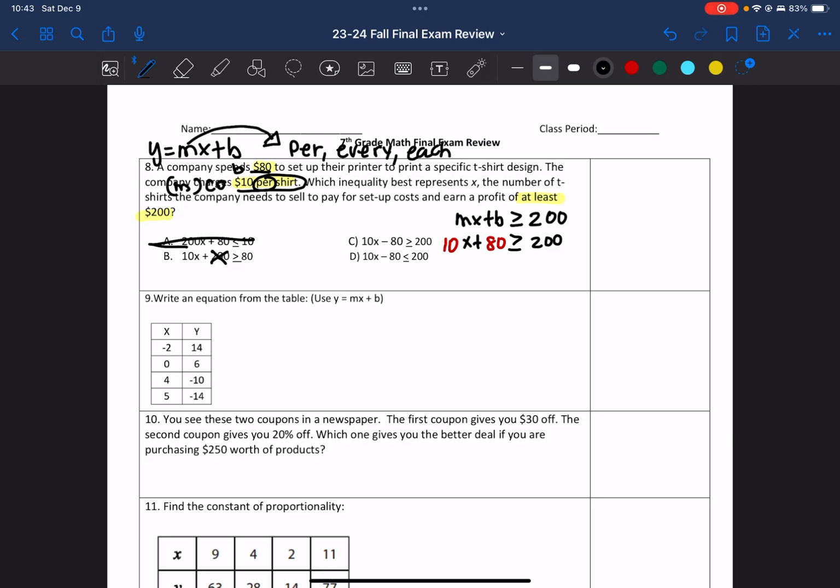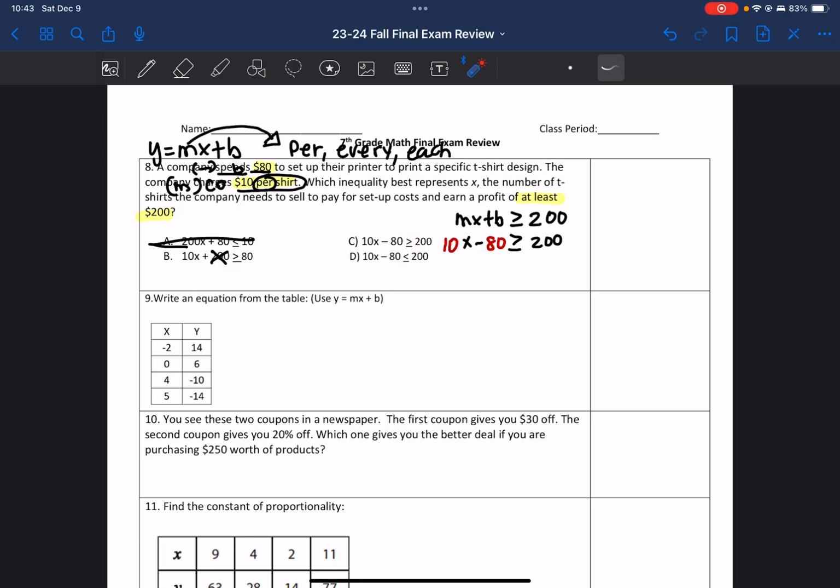Okay, so something that I missed was the spins. If I'm looking at it, when we're spending, this is going to be a negative, so this has to be minus 80. Okay, so 10x minus 80, 10x minus 80. So both of these have the same thing. Now what we're looking at is this part right here. Which one is correct? And specifically the symbol.